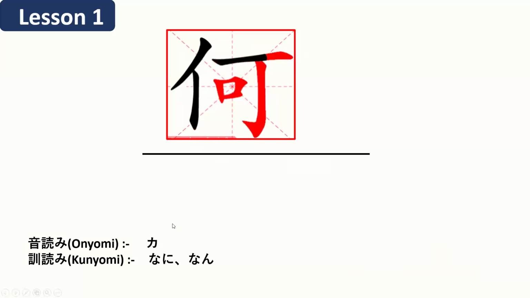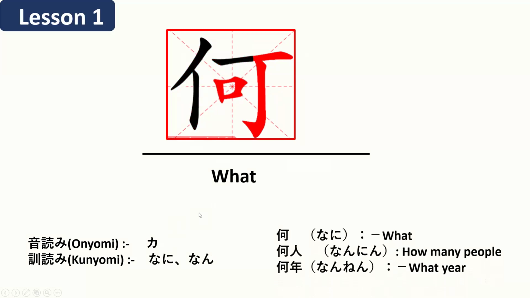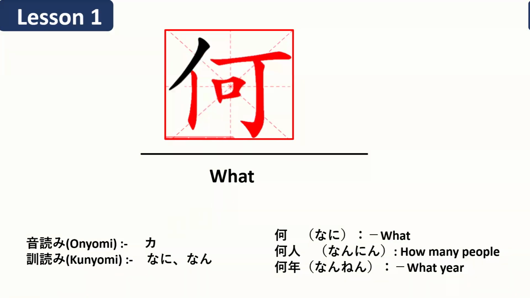Onyomi is ka. Kunyomi is nani or nan, meaning what. For example, nani, what. Nannin, how many people. Nannen, what year.